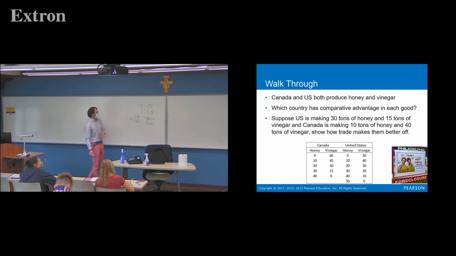Now, if we wanted to figure out the opportunity cost for honey, it's just going to be the opposite of this. So instead of 1.5 divided by 1, it's 1 divided by 1.5. So for Canada, the opportunity cost is going to be 0.67 honey, and for the US, it'll be 1 unit of honey. So which one has a comparative advantage? A lower opportunity cost. Canada.